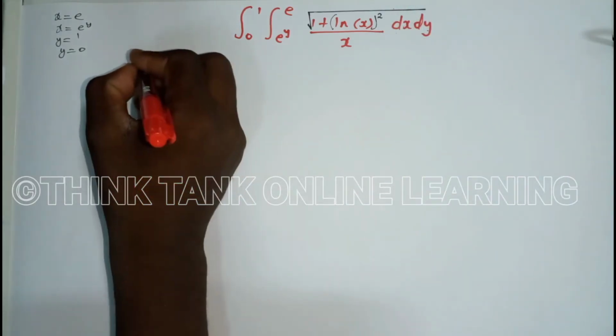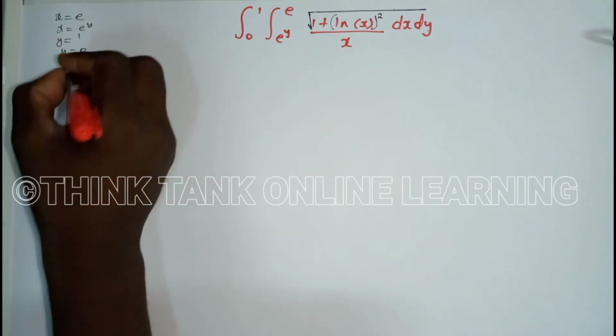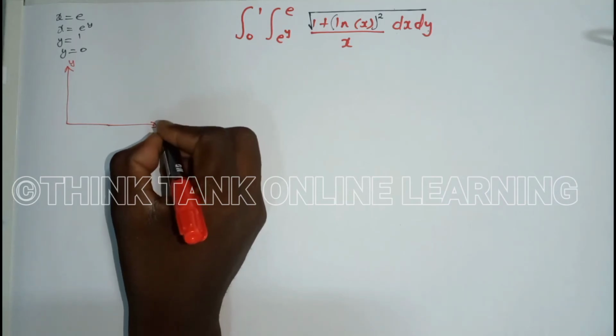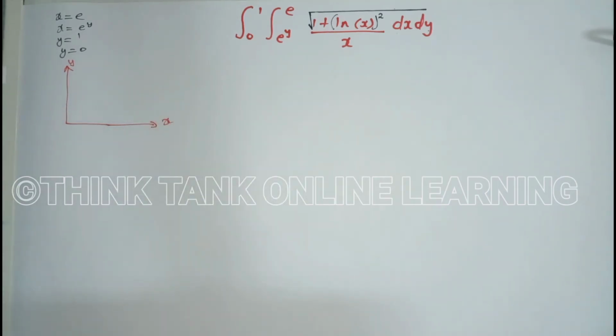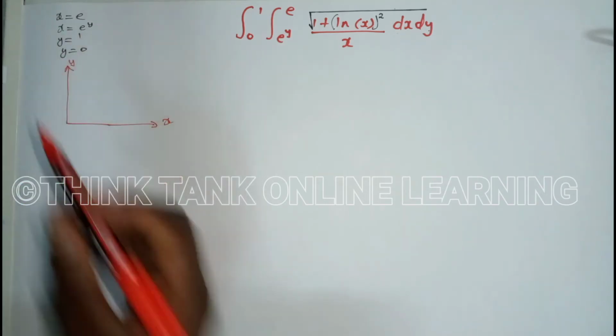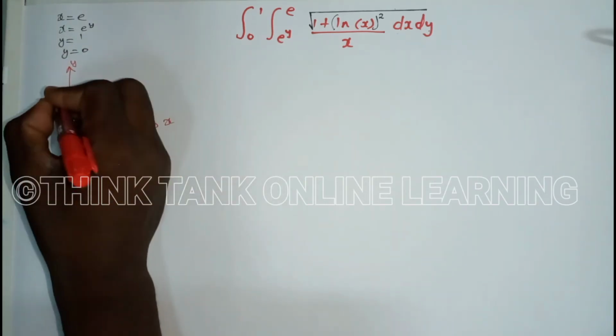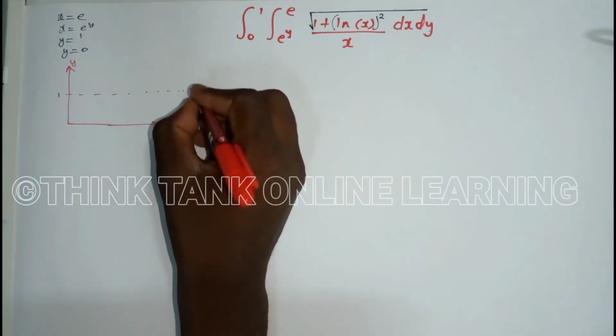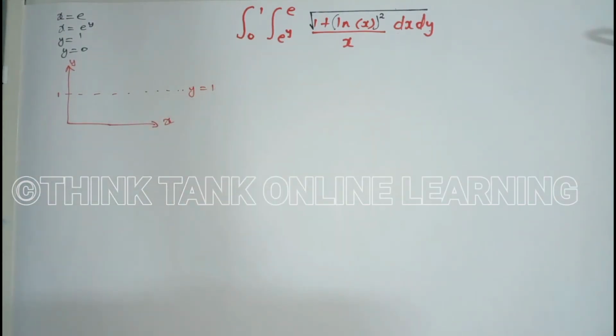So I'm going to sketch my xy plane right here. This is y and this is x. First of all, I'm going to start with the easiest graph. This is the graph y equals 1, just a straight line. I'm going to go to the point when y equals 1, and I'm going to write it here. This is y equals 1. Then what is next? We have x equals e.